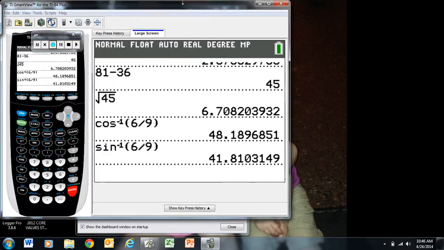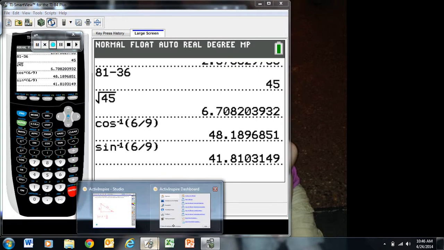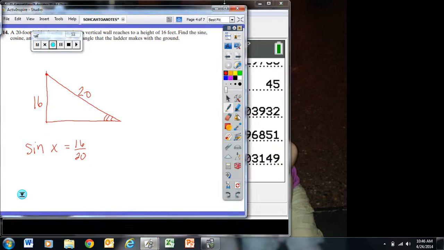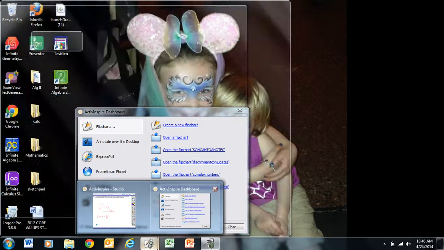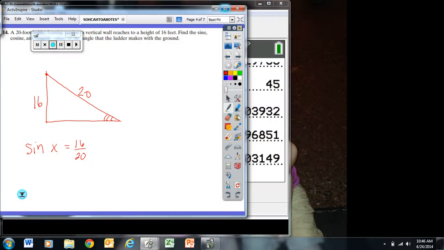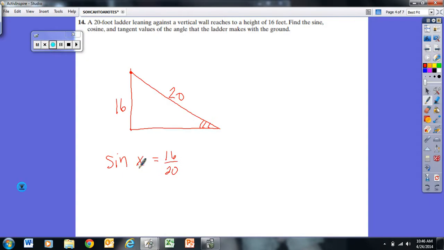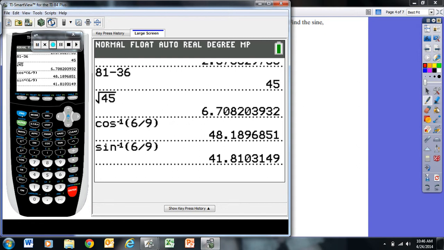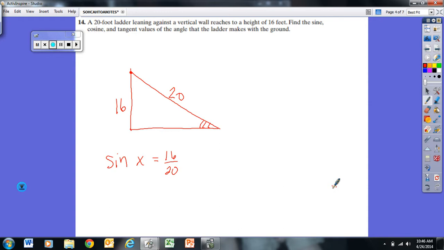Yeah. When the angle is next to the word, you have to use the second function. So we're going to go second sine of 16 divided by 20. That angle measures 53.13.